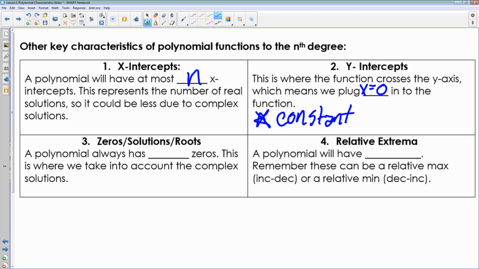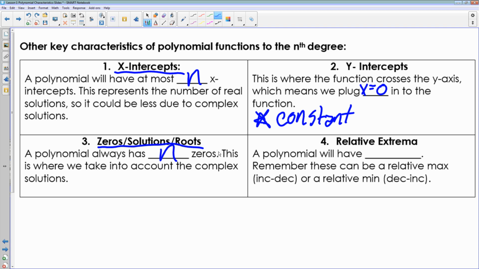All right, so zeros, roots, solutions, those are all synonyms of each other. A polynomial always has n zeros. This is where we take into account those complex solutions. Remember that x-intercepts and zeros, roots, solutions are very similar to one another. X-intercepts are actual physical points, whereas with zeros, roots, solutions, you can have a solution that's not real, or is complex, and so you're not going to see it as an x-intercept.